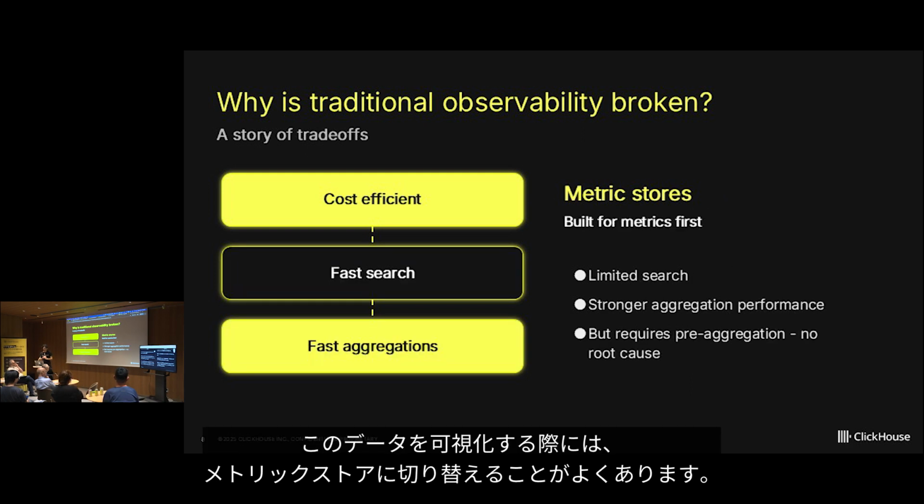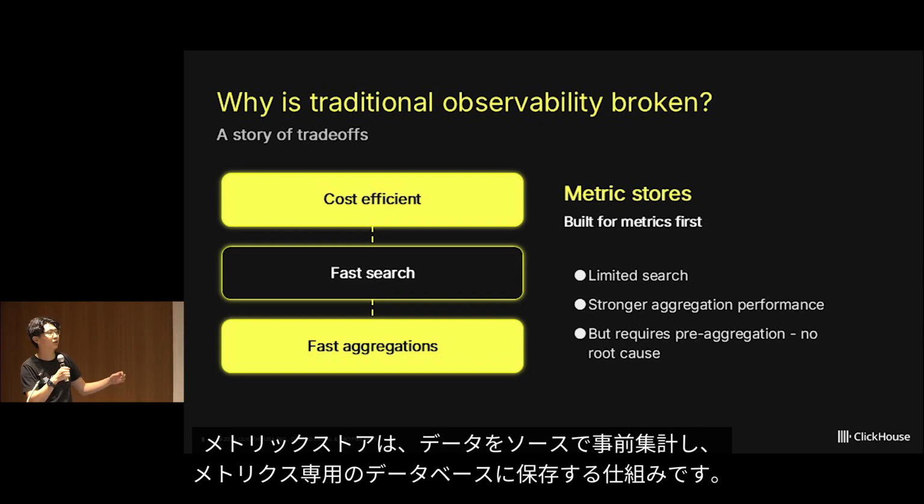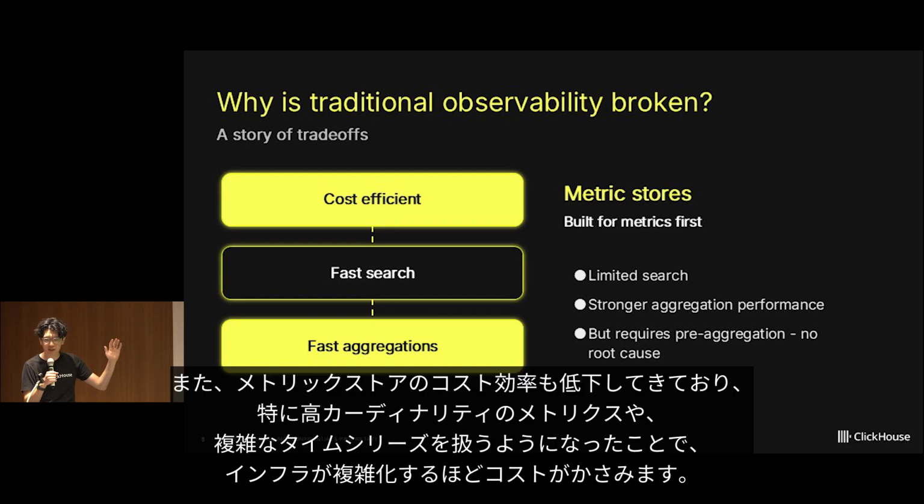When we come to visualizing this data, we've switched to these metric stores. These are systems that pre-aggregate all the data at the source and then store it in a database built just for metrics. But this means that if you want to go from a metric down to the root cause of the original event that caused that metric, you lose that link because it's already pre-aggregated. And again, cost efficiency has degraded for a lot of these metric stores as we've been trying to go towards high cardinality metrics and more time series across more complex infrastructure.